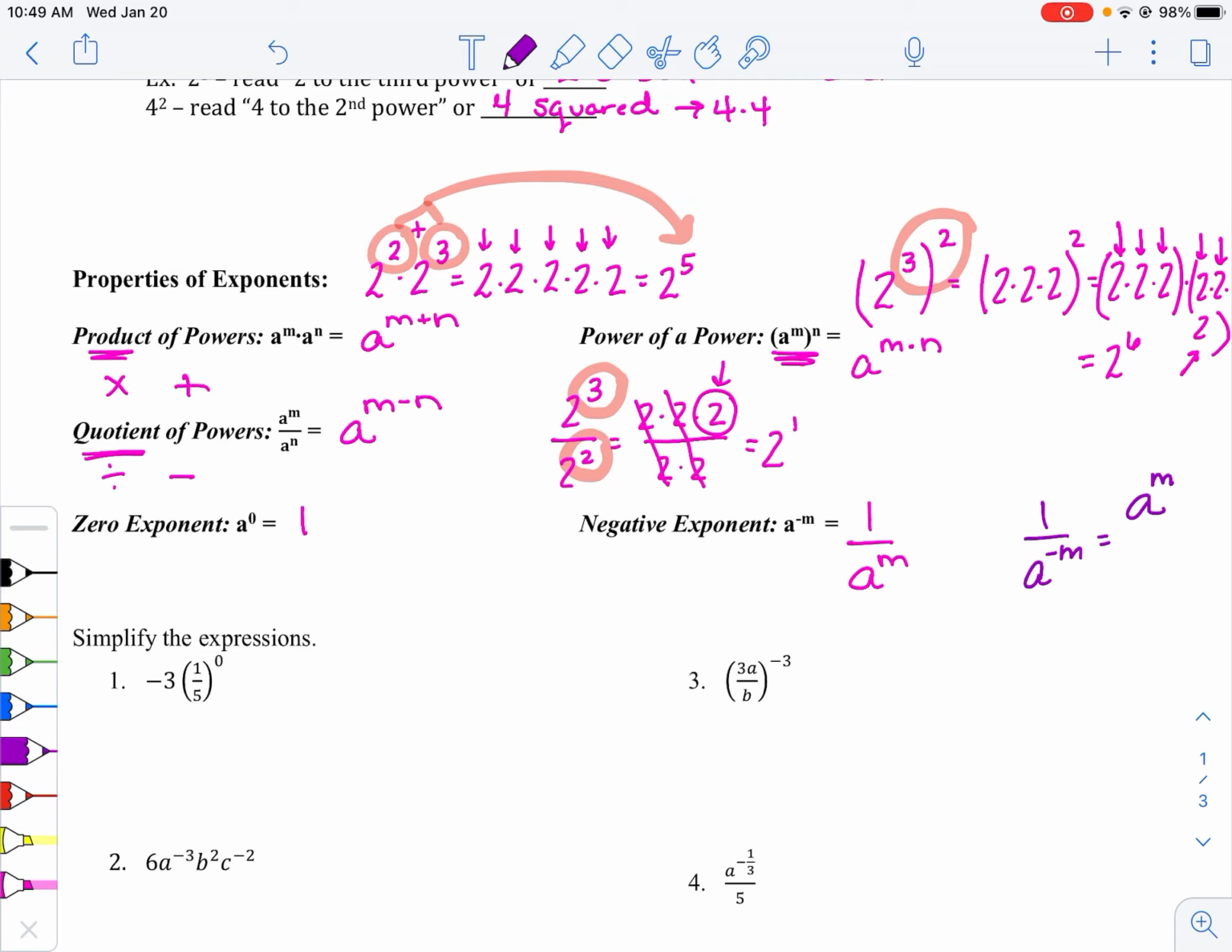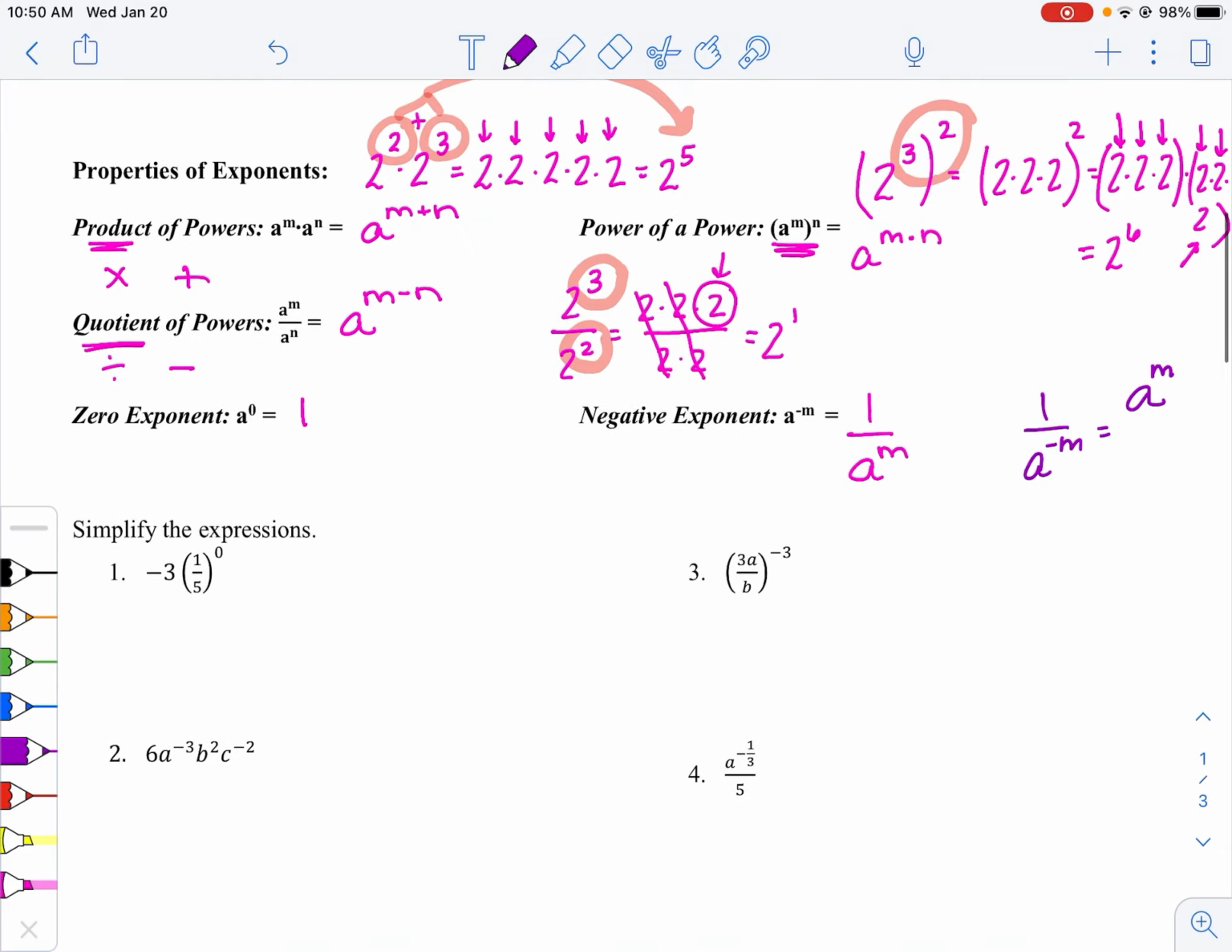So those are kind of the basic rules. You may consider making flashcards of those rules, making sure that you understand exactly what they are, because you're going to need to be able to use them backwards and forwards as we progress.